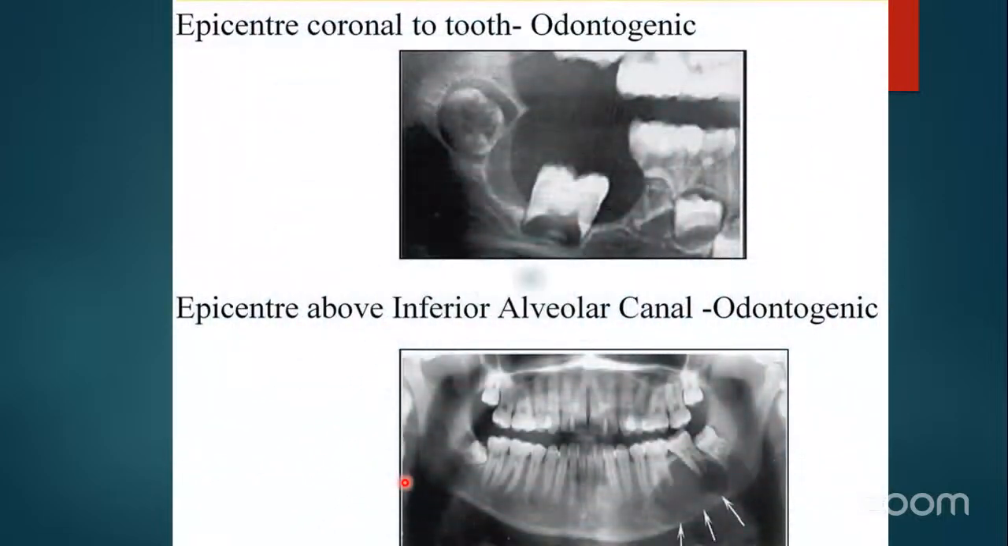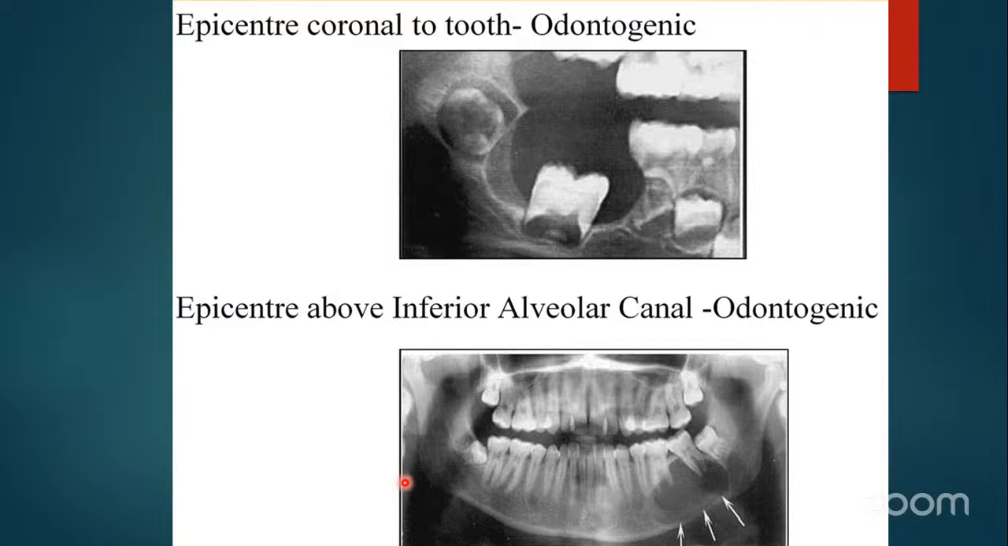All right. Whenever you see epicenter, it means the starting point or the main point of the lesion. Whenever the epicenter of the lesion is coronal to the tooth, mostly it will be odontogenic. If it is apical to the tooth, if it is involving the tooth, then we can suspect it to be odontogenic. If it is not in contact with the tooth, we can also think of it as a non-odontogenic lesion. Whenever the epicenter is above the inferior alveolar canal, in most cases they are odontogenic, and whenever it is below the inferior alveolar nerve canal, it becomes non-odontogenic. Okay, so these are like hints for coming to the final diagnosis.